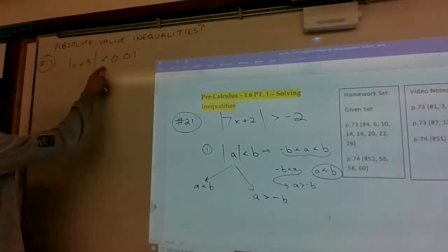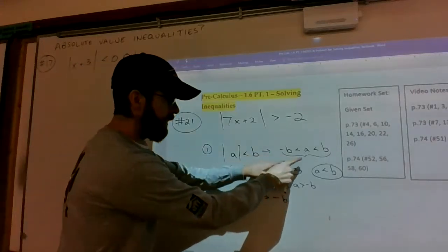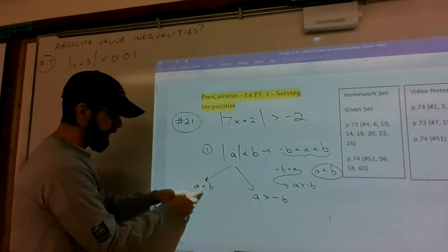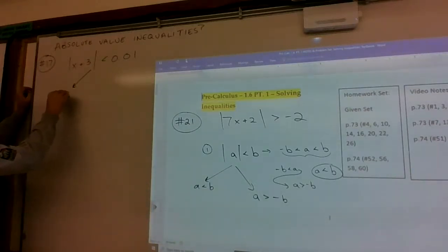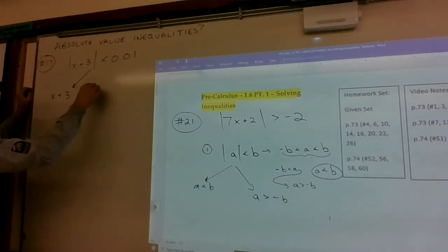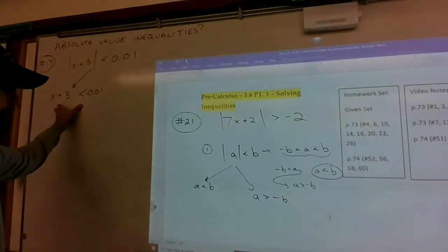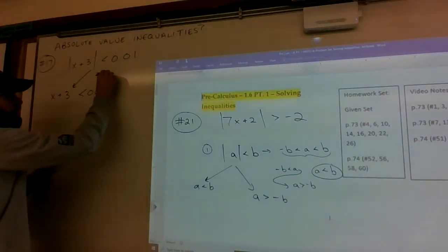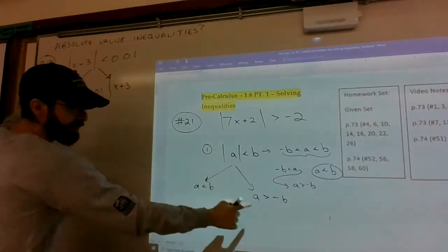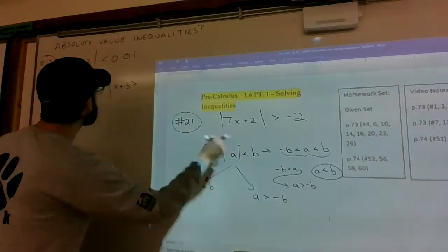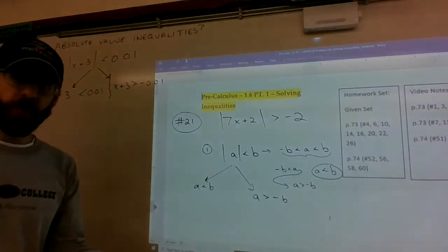The absolute value of x plus 3 is less than or equal to 1/100th, or 0.01. We can split it up into A is less than B. That's x plus 3 is less than 0.01. That's our A is less than B in this situation. And then we've got x plus 3 for our other one is greater than negative 0.01. So that's one way to think about it.